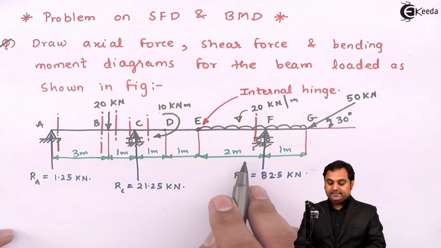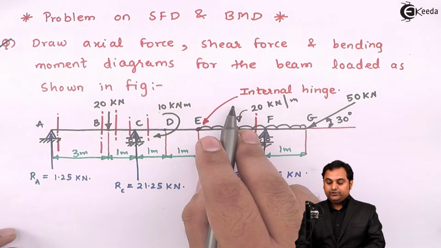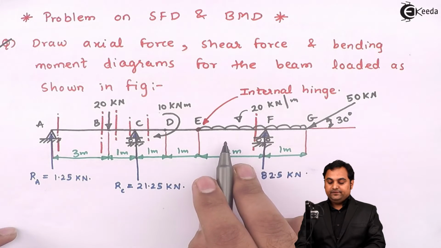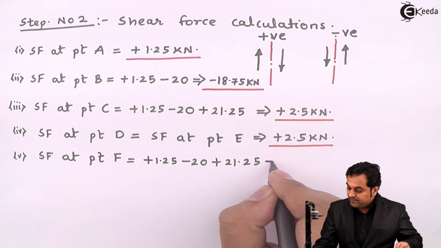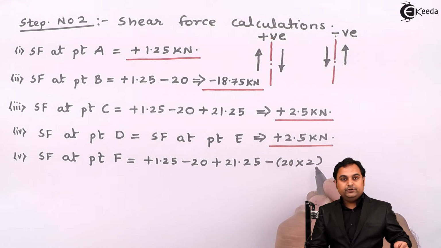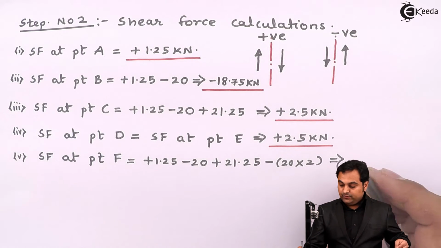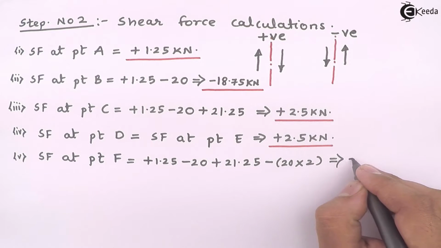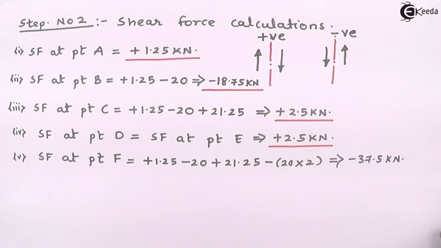So the UDL is acting over this distance and the value is 20. This UDL, when I convert it into point load, will act downward, and any force on the left hand side of the section in downward direction is negative, so that will be minus 20 into 2. UDL I have converted into point load. So SF at point F, I will get the value as minus 37.5 kilonewton.